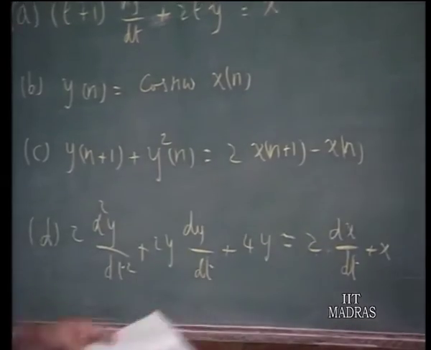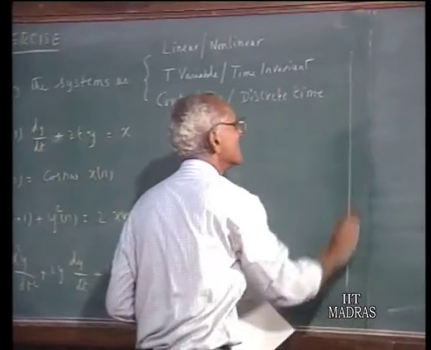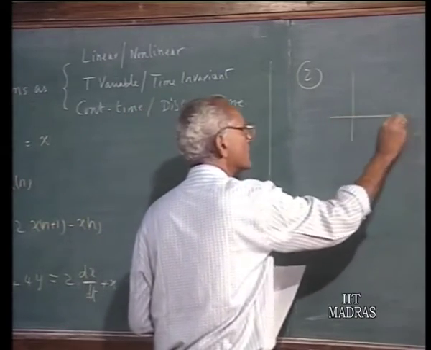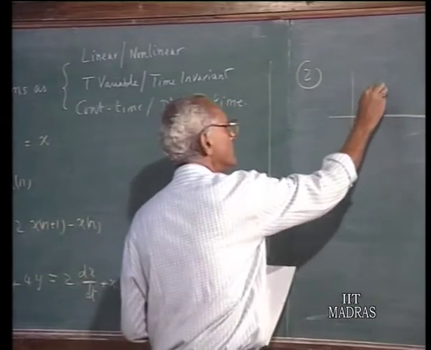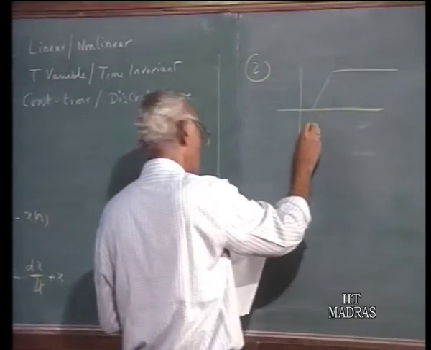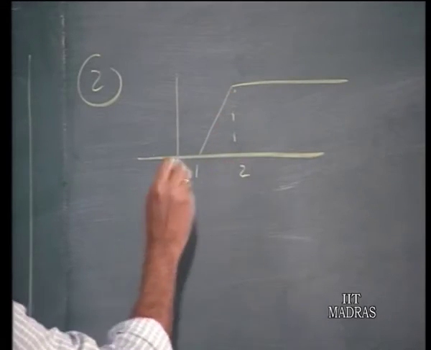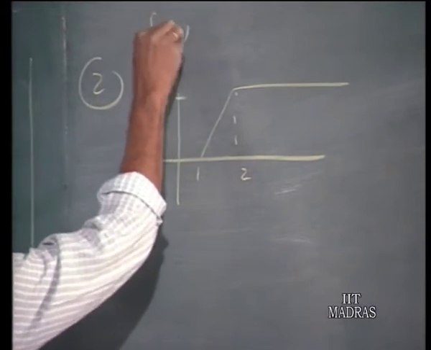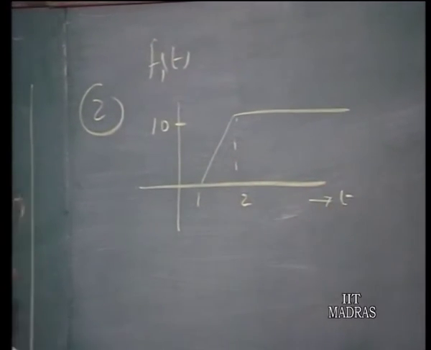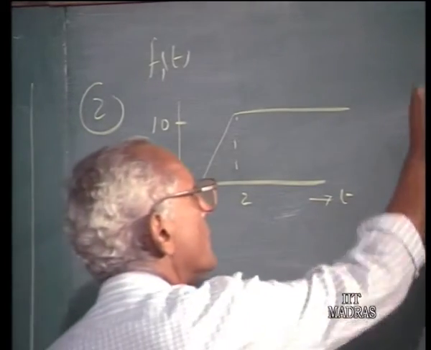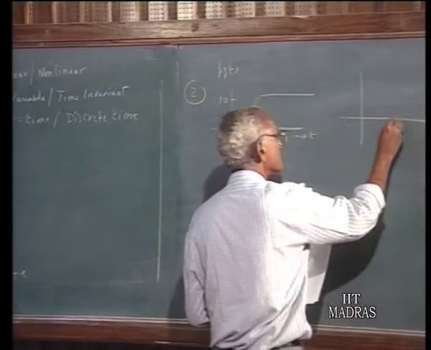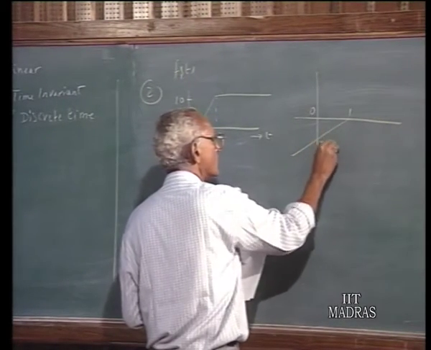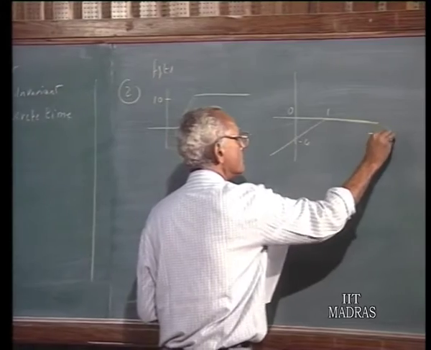So, this is the first question. Second question will give you a series of functions of time. 1, 2, this is 10, this is f1(t), x axis is always time. Then f2: 1, 0, minus 4, and this is 0 from here, this is f2.